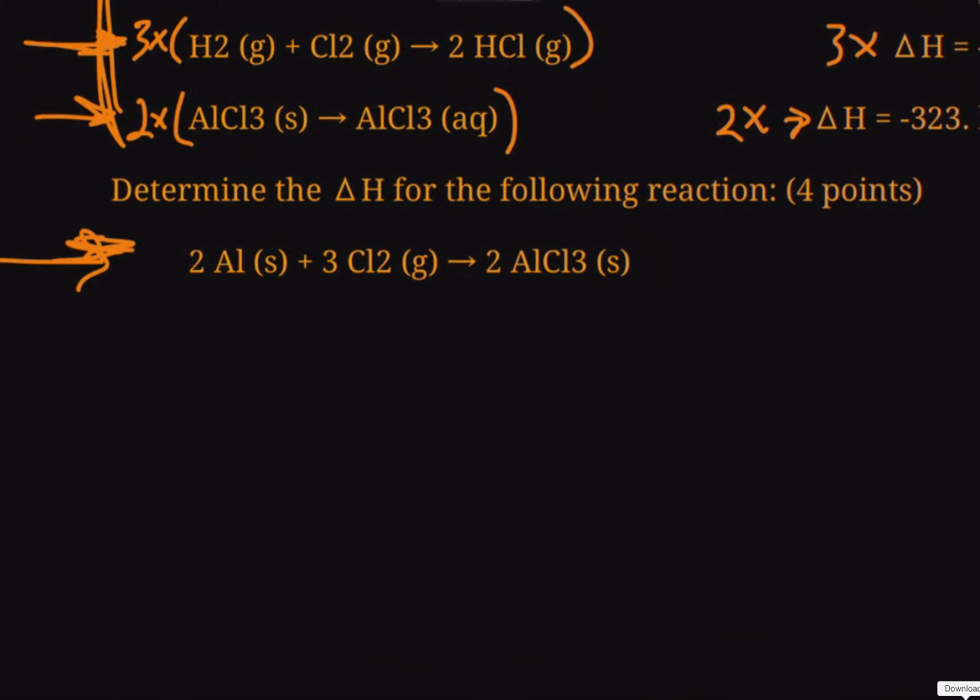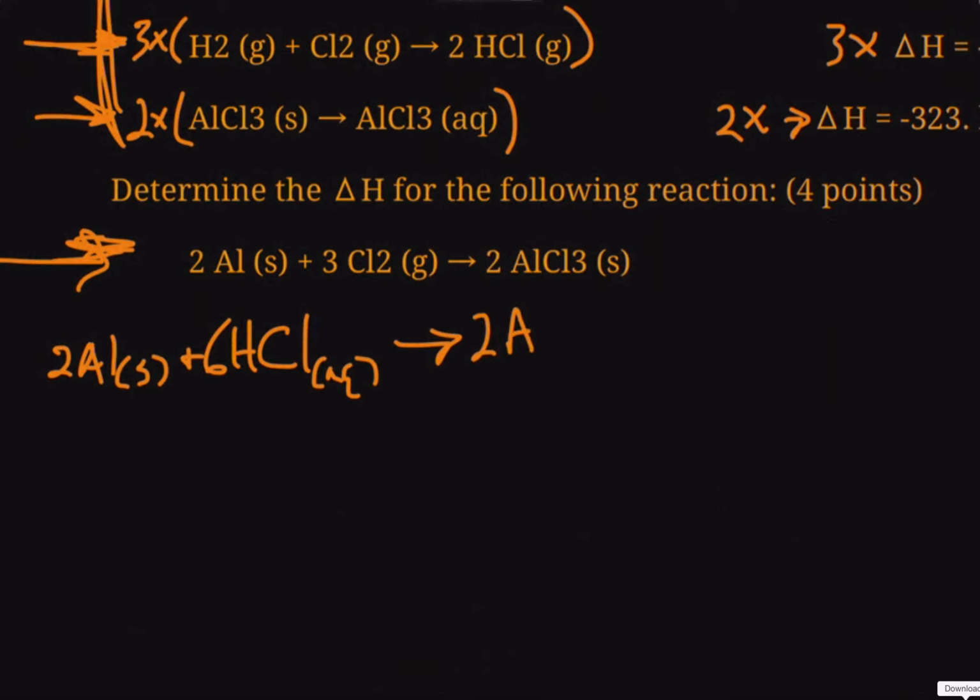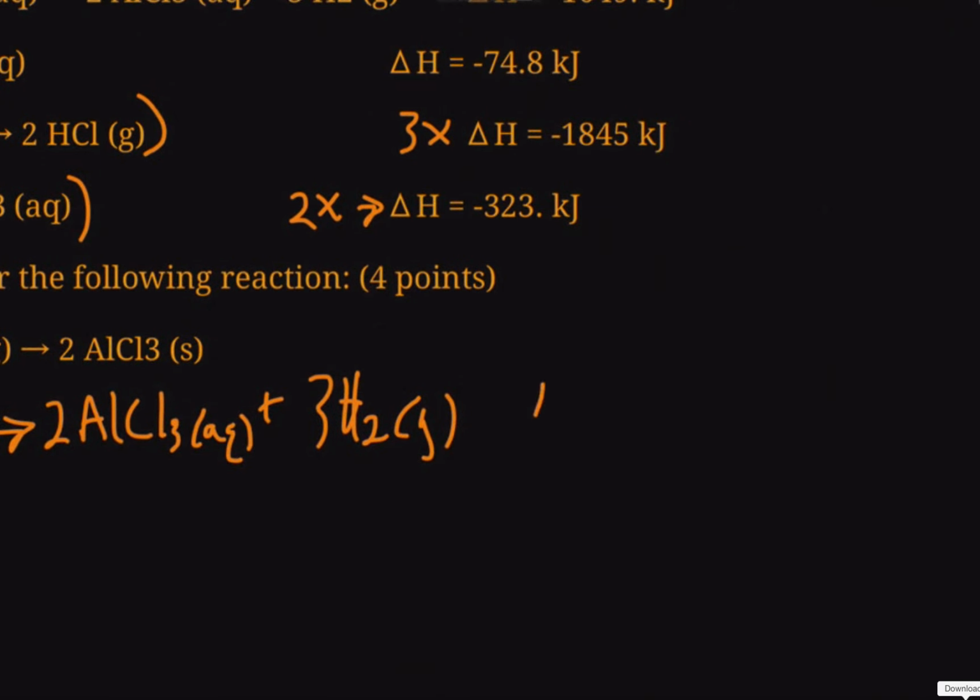So the first equation, again, that's going to be unchanged. So it's 2 aluminum solid plus 6 hydrochloric acid aqueous produces 2 aluminum chloride aqueous and 3 hydrogen gas. And that also has an energy of negative 1049 kilojoules.